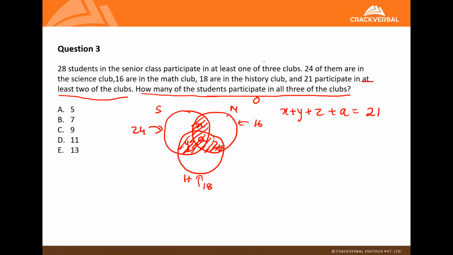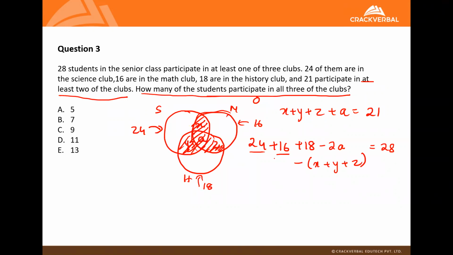Remember, with the equation that we discussed in the previous question, we can find out the value of A. I'm going to take this entire circle, which is 24. I'm going to add to this entire circle, which is 16. And I'm going to add to this entire circle, which is 18. Now remember, I've considered the overall intersection 3 times, so I'm going to subtract 2 times the overall intersection. And I've considered these regions 1 time, so I'm going to subtract 1 time x plus y plus z. And all of this should add up to 28.